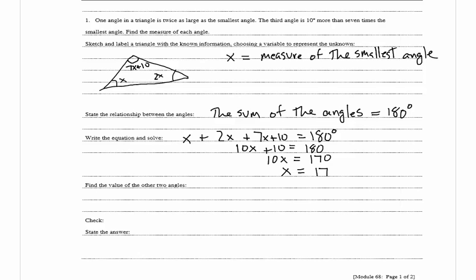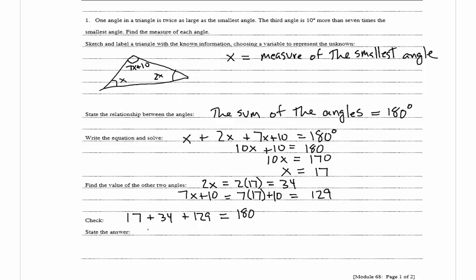And now we want to find the value of the other two angles. One of the other angles was equal to 2x, which is equal to 2 times 17, or 34. And the other angle was 7x plus 10, which is equal to 7 times 17 plus 10, which is equal to 129. So now they want us to check. So we need to add the three angles we found, which was 17 plus 34 plus 129, and that's equal to 180. And now they want us to state the answer.